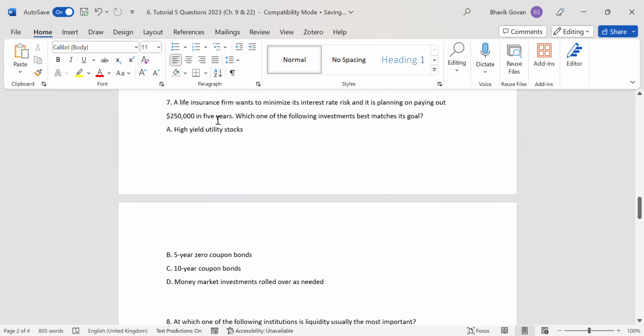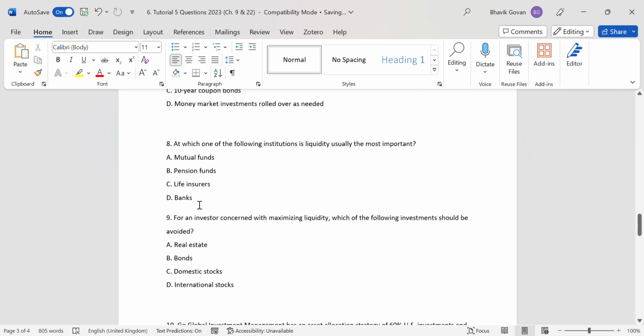Life insurance firm wants to minimize its interest rate risk and it's planning on paying out $250,000 in 5 years, which one of the following investment best matches its goals? High yield utility stocks, 5-year zero coupon bonds, 10-year coupon bonds, money market instruments rolled over as needed. So the correct answer is B, 5-year zero coupon bonds.